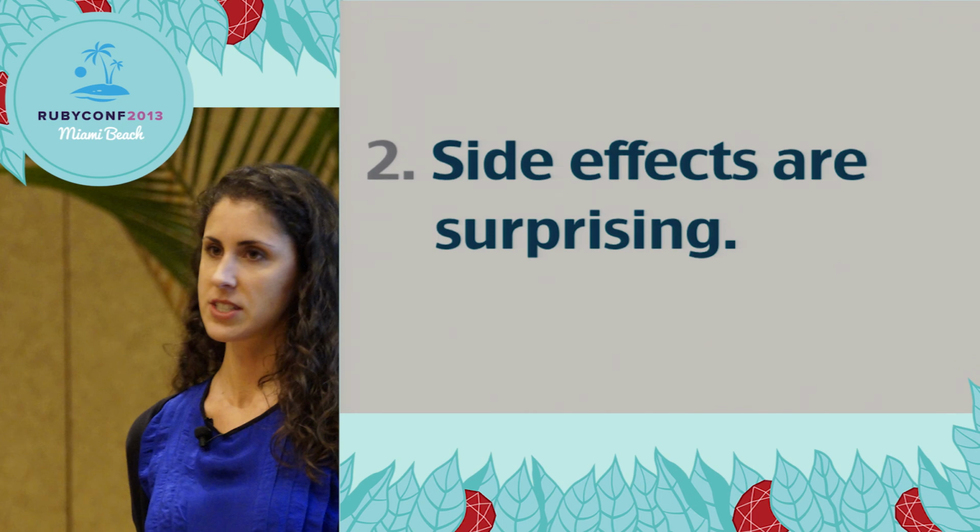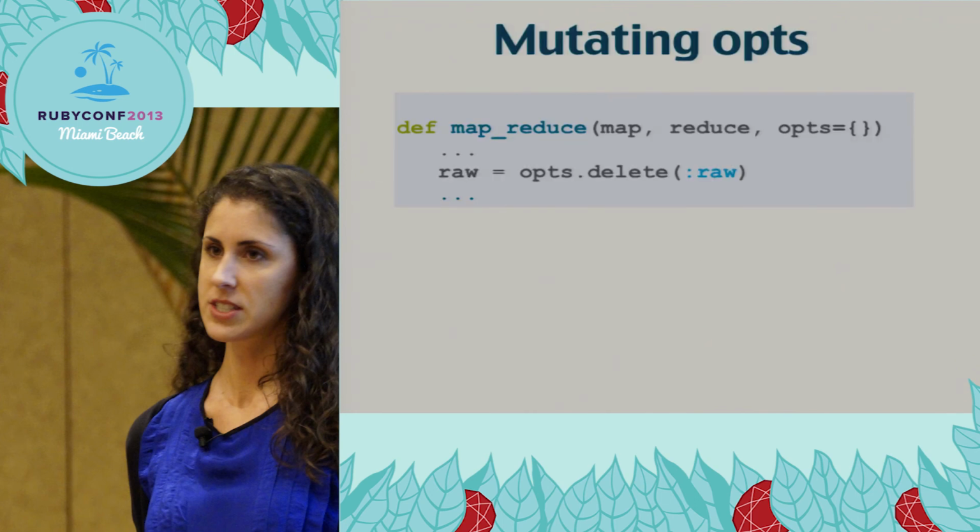Two, side effects are surprising. That sort of speaks for itself. But to give you a concrete example, if someone is passing in ops to a method that they could potentially be using over and over again, don't mutate their ops.